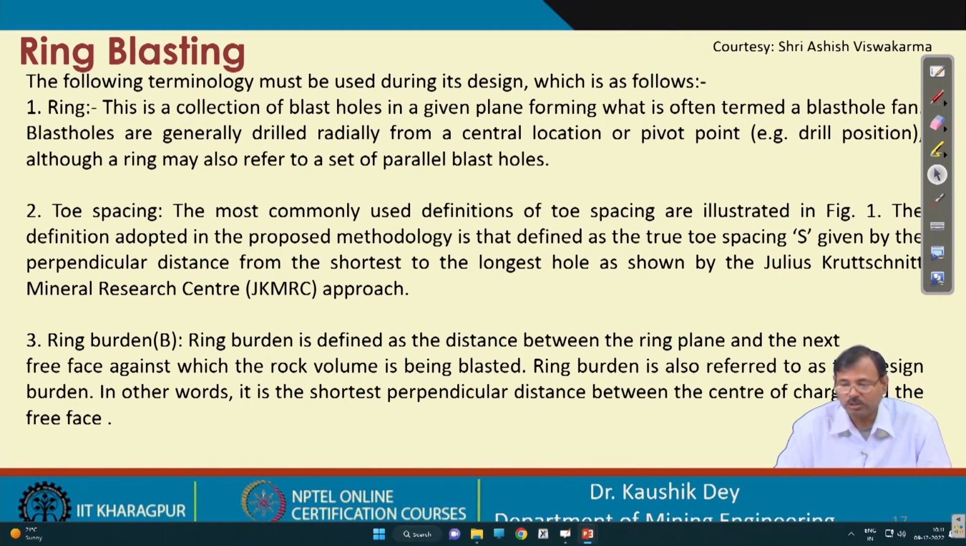The toe spacings are different from the mouth spacing, because you understand from the mouth, this is the opening, from here the drilling is being carried out like this. So, the mouth spacing, that is the crest spacing, is different from the toe spacing. So, that is a very important part, and one must be very careful on that, because if you look into it in 3 dimensions, from here the holes are drilled like this.